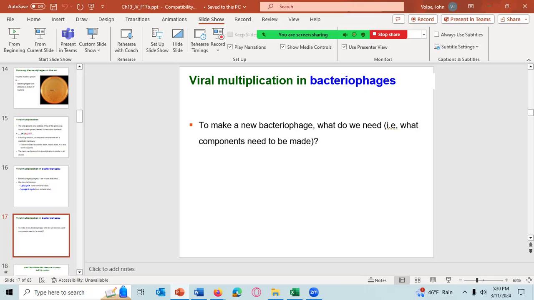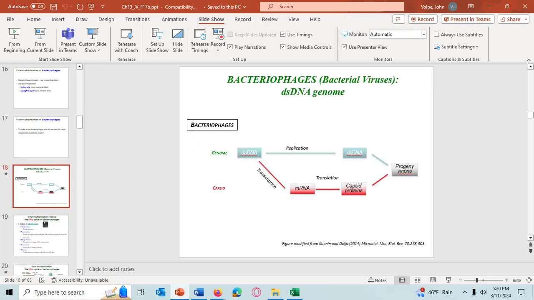All right, in making a new bacteriophage, what do we need to make new virions? What components need to be made? Well, if we have a double-stranded DNA virus, we have to replicate the genome. And that's true for whatever the genome is. You need to replicate the genome, and that will get done by DNA replication.